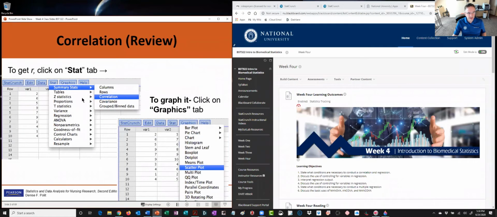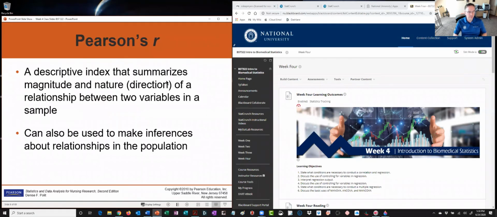It's very easy. We hit summary stats, correlation, and we can plot using the scatter plot that we learned in week 1. I'll go through some examples of this in just a bit, and it'll ring a bell, hopefully. We talked about correlation, or Pearson's R, because Pearson was the guy who came up with most of these analyses. It's a descriptive index, so we did it in week 1. It tells us the direction of the correlation between 2 variables, again bivariate analysis. And now we're going to use it to make an inference about the population.